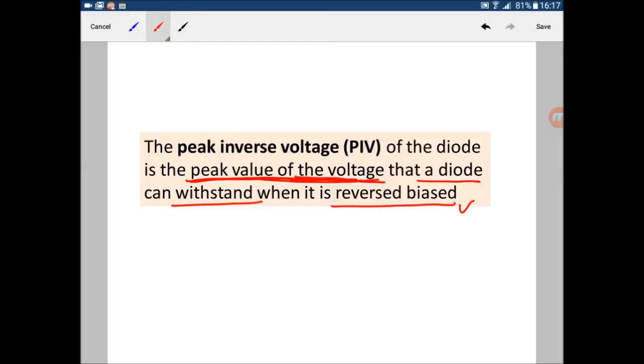Okay, so this is important so that when you design a circuit, you will know the maximum value of the voltage across the diode, so that it will not be bigger than the breakdown voltage of the diode. So from the data sheet, when you design a circuit, you would like to calculate the peak inverse voltage, so it will not be bigger than the breakdown voltage of this diode.